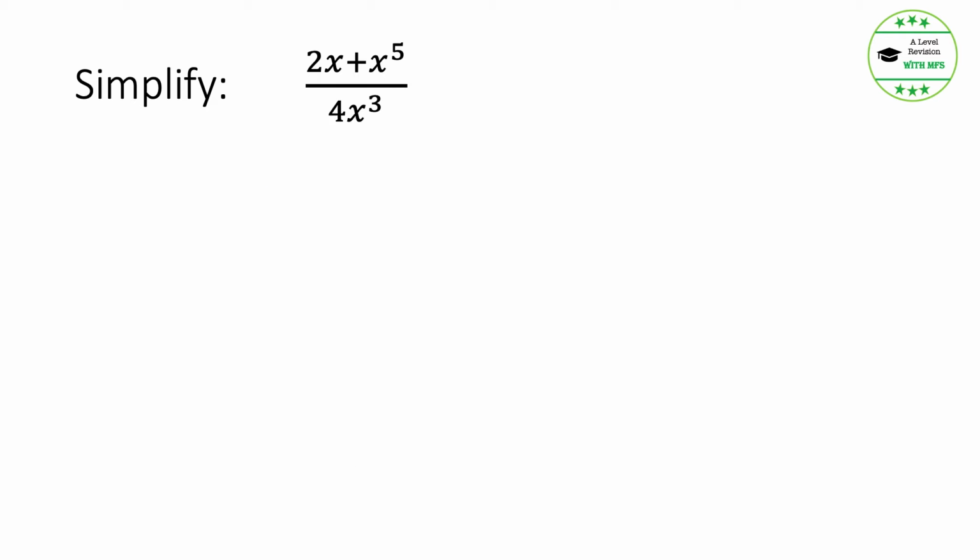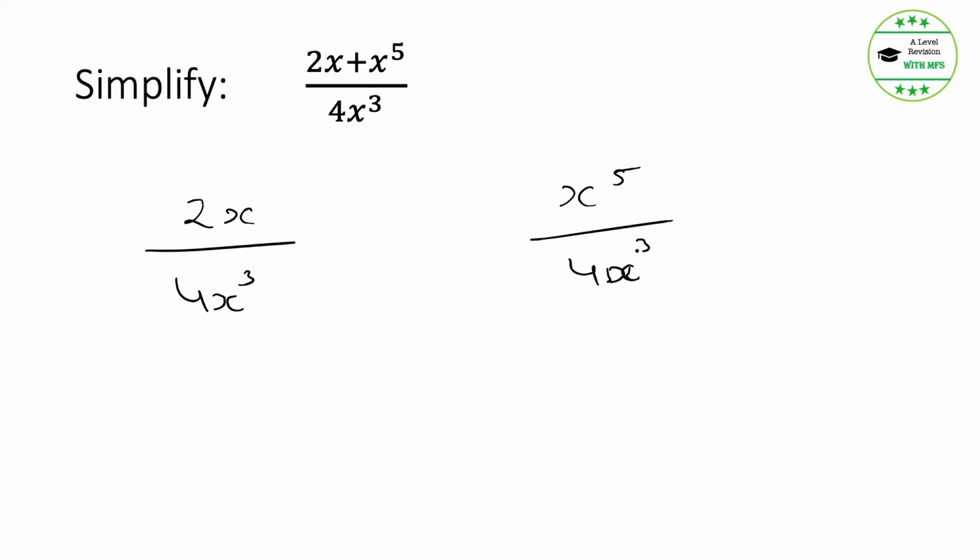Okay, final question. If you want to have a go at it, you can pause the video and have a go at it. Okay, so again, because we have 2 terms on the numerator and only 1 term on the denominator, the easiest thing to do here would be to split the fraction. So we can split this into 2x divided by 4x cubed, and we can split into x to the power of 5 divided by 4x cubed.